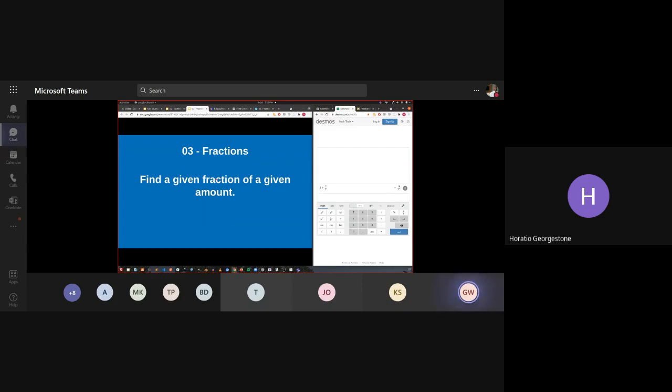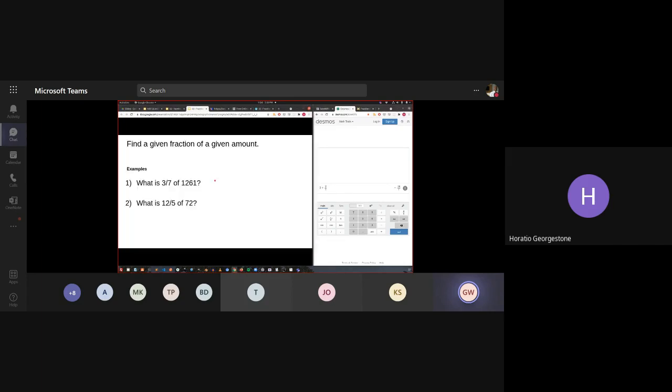Okay, so find a given fraction of a given amount. So what is 3/7 of 1261? Or what is 12/5 of 72? So the way to do this is just to multiply the fraction by the amount.